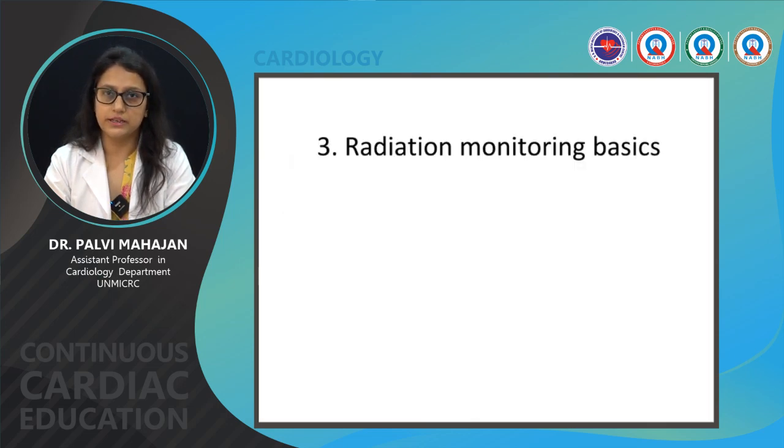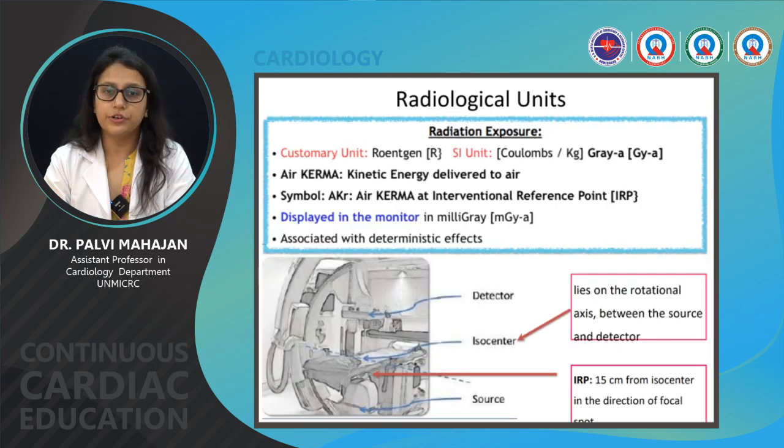Radiation monitoring basics. How do we monitor the radiation? We have various radiological units. The customary unit is roentgen. The SI unit is gray. Air kerma is the kinetic energy delivered to air. The symbol is air kerma at the interventional reference point. We all see it displayed on the monitor in milligray, and it is associated with deterministic effects.